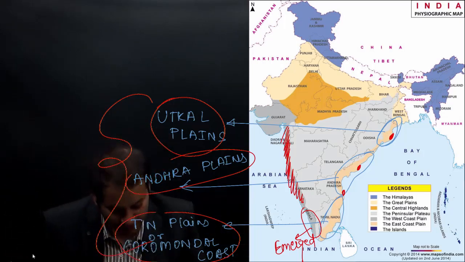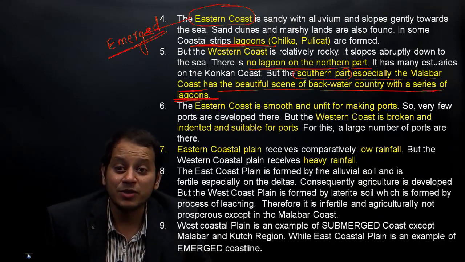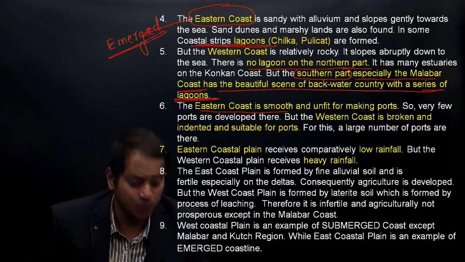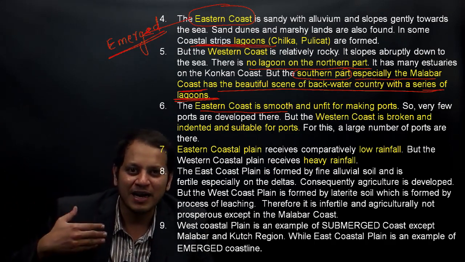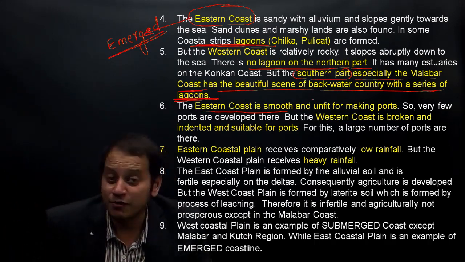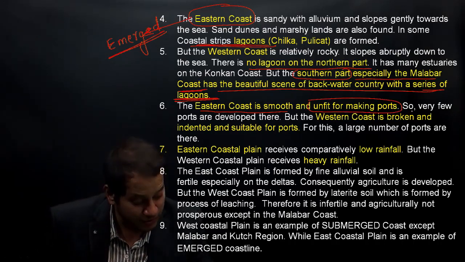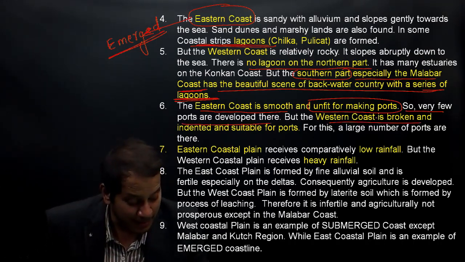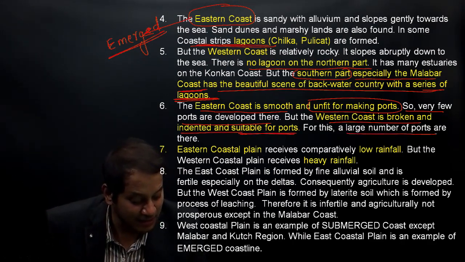Now come to the next point of difference. The eastern coastline is very smooth. This is the point you remember. The eastern coastline is very smooth. And if it is a smooth coastline, then for the ports you require indented coastline. You require a coastline which is not regular. Therefore, because it is a smooth coastline, it is unfit for making the ports. So very few ports are developed there. But the west coastal plain is broken and indented and suitable for making ports. And for this reason, a large number of ports are located on the western coast.